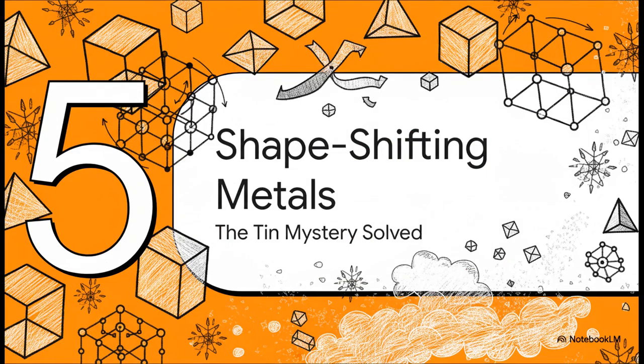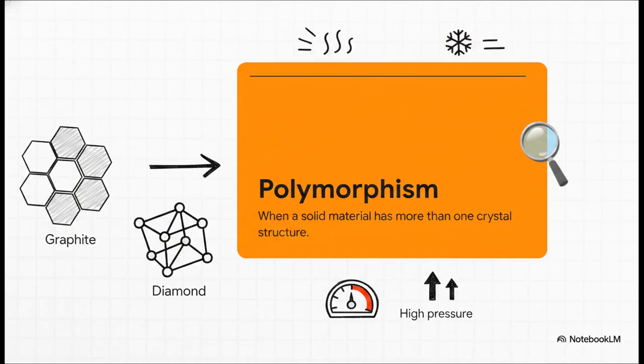Which brings us to our final stop, Section 5, Shape-Shifting Metals, the tin mystery solved. This is where we bring it full circle, right back to that 1850 Russian winter. We know that the geometry dictates the physical reality, right? So what happens when a solid metal suddenly decides to tear up its own blueprint and adopt a completely new one? Well, this is a very real phenomenon known as polymorphism, or when we're talking about elemental solids, allotropy.